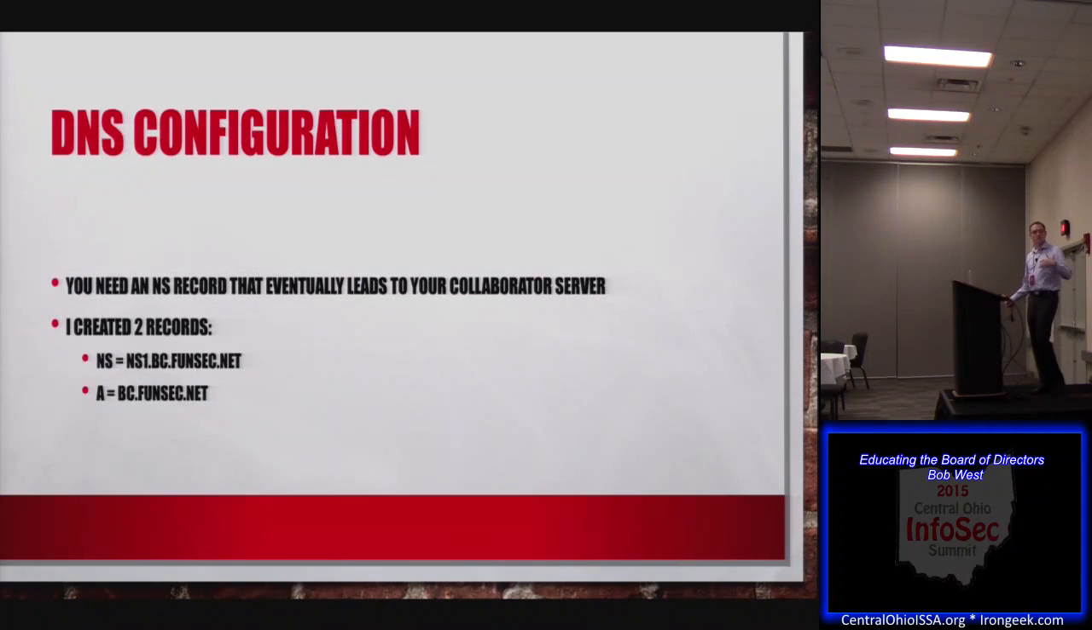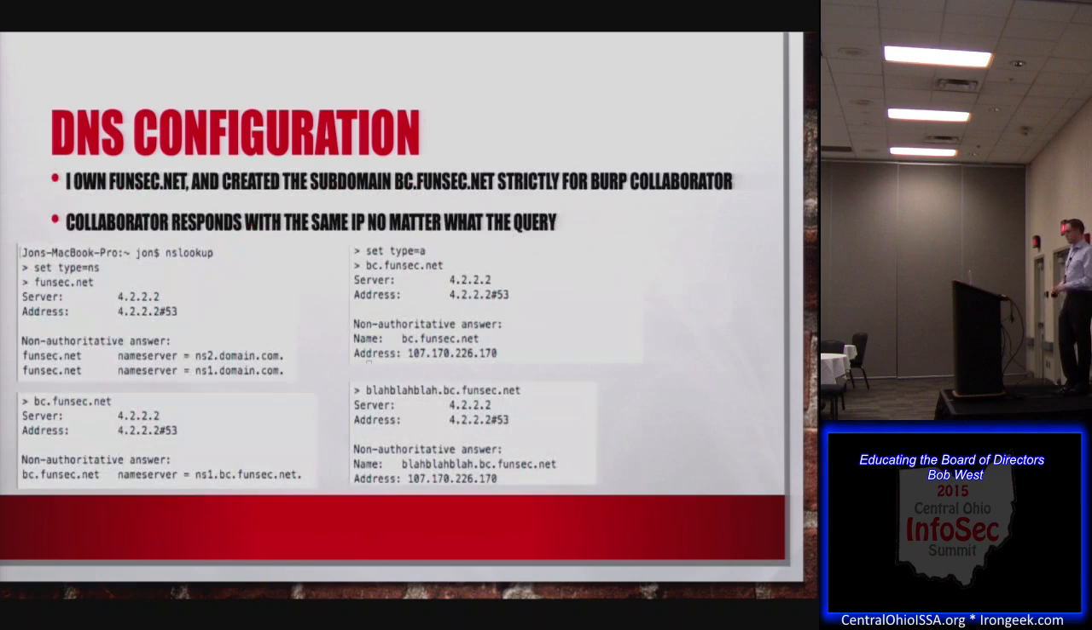For me, to get it set up for my domain, I created 2 records. I created an NS record that pointed to ns1.bc.funsec.net, and I created an A record that pointed to the IP address for bc.funsec.net. That's it from the DNS perspective. And then once you're running Burp Collaborator, you're good to go.